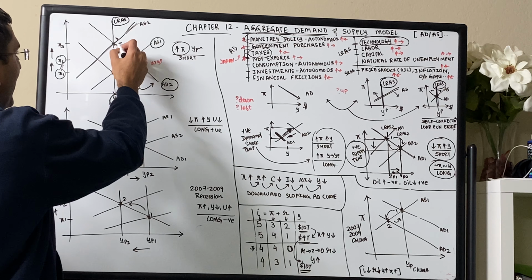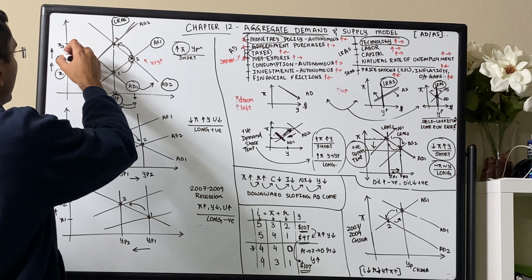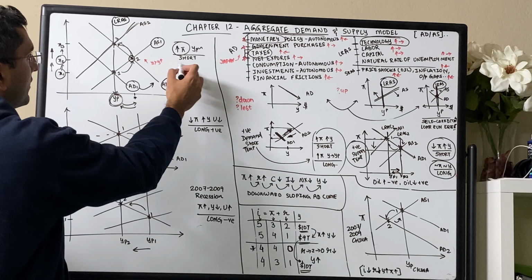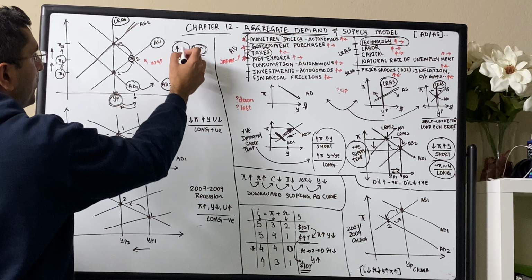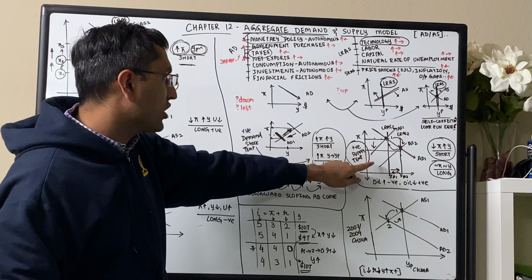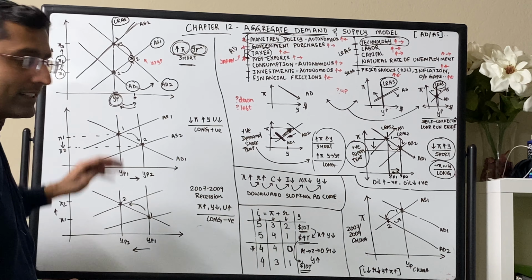So then it goes back to the equilibrium point, and for that, inflation will again go up, but the output will not change. So there's no change in output, inflation went up. So that's the short run. I just built it on top of this chart here. So now let's look at the long run.